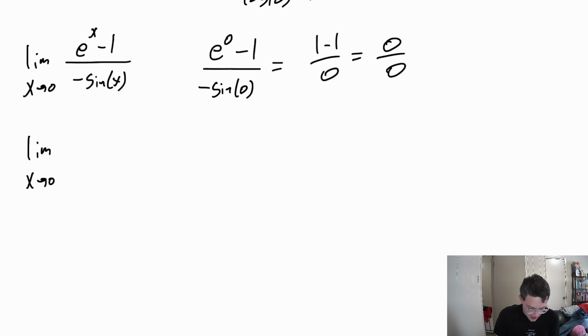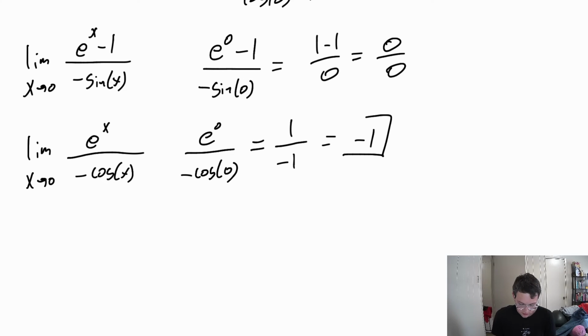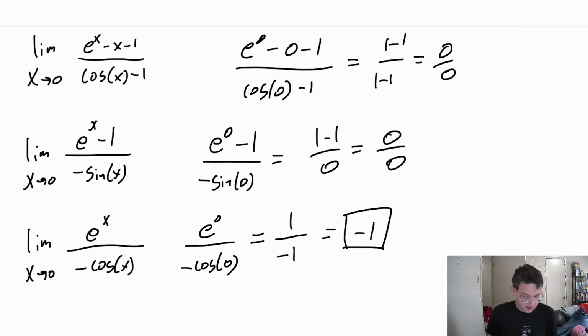The derivative of the top here is just e to the x, and the derivative of the bottom is going to give us minus cosine x. We can plug in 0. We get e to the 0 over minus cosine 0. This gives us 1 over minus 1, which is a negative 1. So we apply L'Hopital's rule more than once. We keep getting these indeterminate forms. That means we can keep applying L'Hopital's rule, and we find our limit.